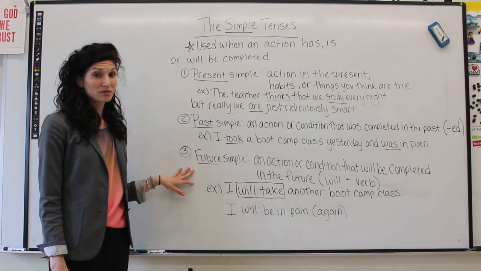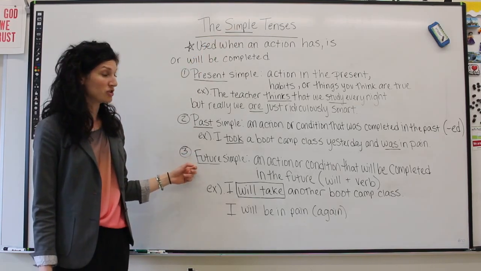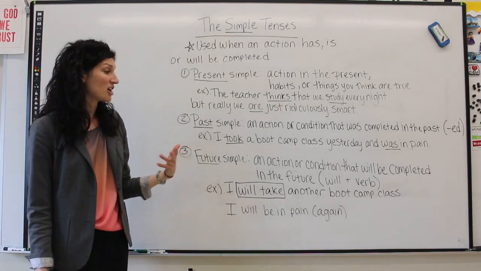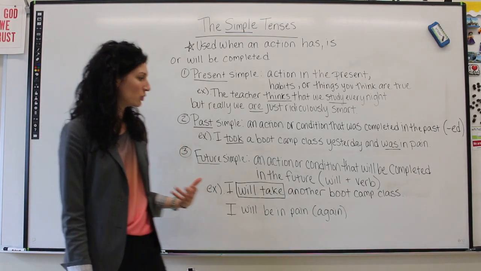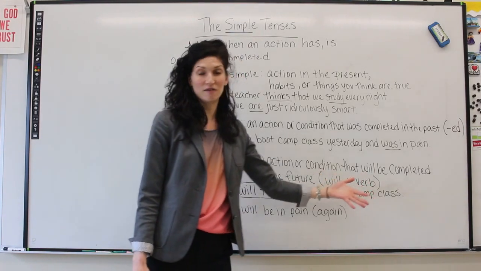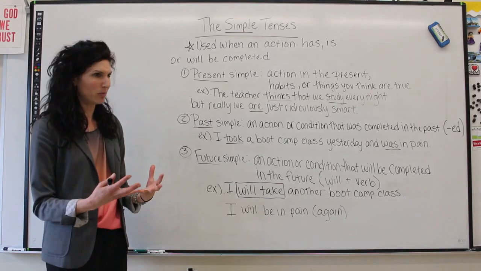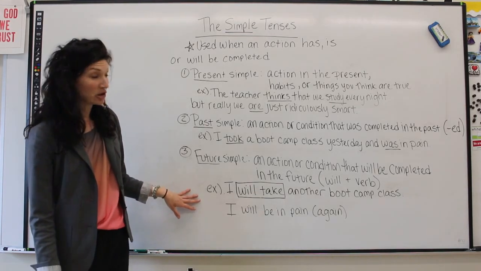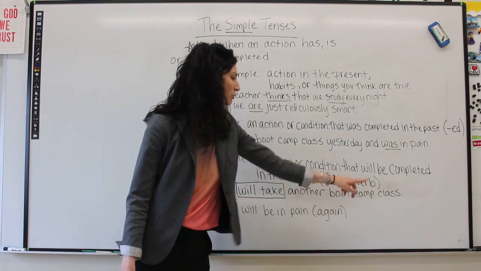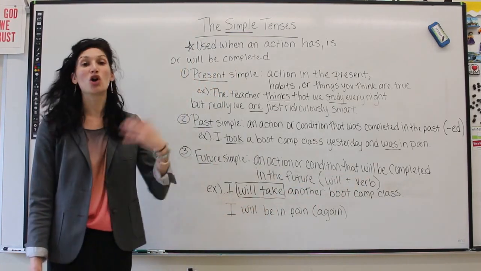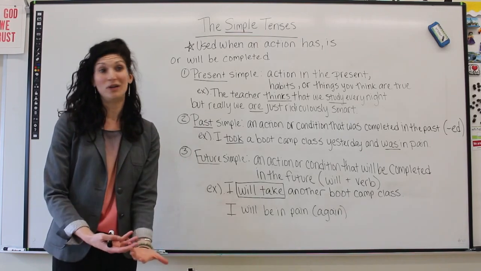The third of the 3 simple tenses is the future simple. And we use that to describe an action or condition that will be completed in the future. Normally, this takes the form of will plus the infinitive of the verb, or the general regular form of the verb. So for example, let's take a look at my 2 examples down here. I will take another boot camp class. That's going to happen in the future. I'm going to take the class and then it will end.